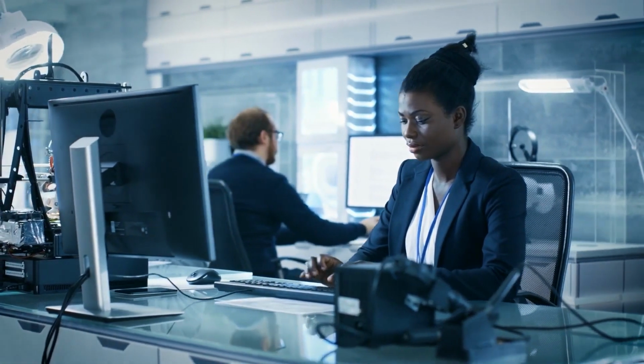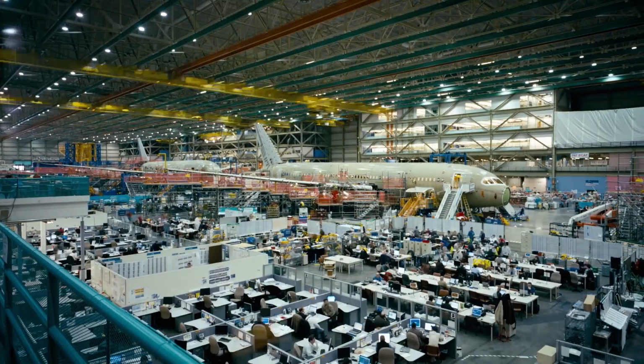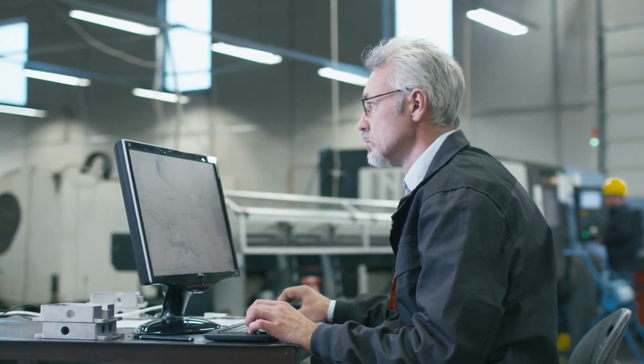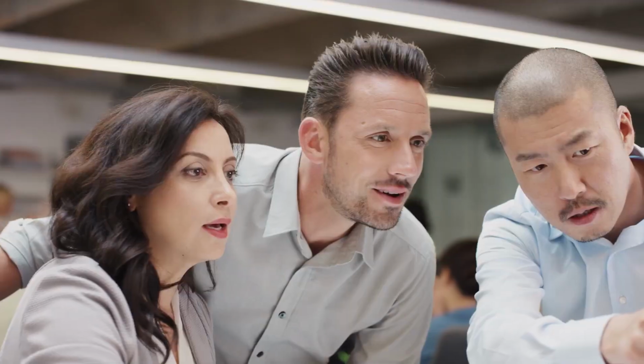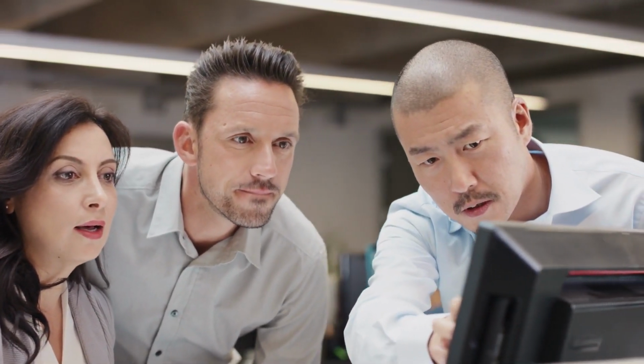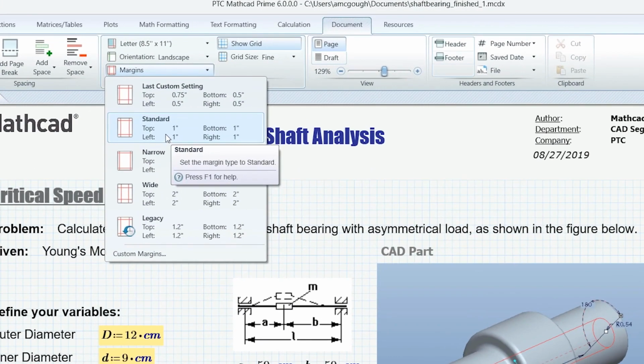Mathcad Prime is the industry standard for engineering mathematics software, enabling you to solve your most complex problems and share your engineering calculations with colleagues. And with Mathcad Prime 6.0, engineering calculations just got easier. This new release introduces key enhancements in the areas of documentation, productivity, and usability.